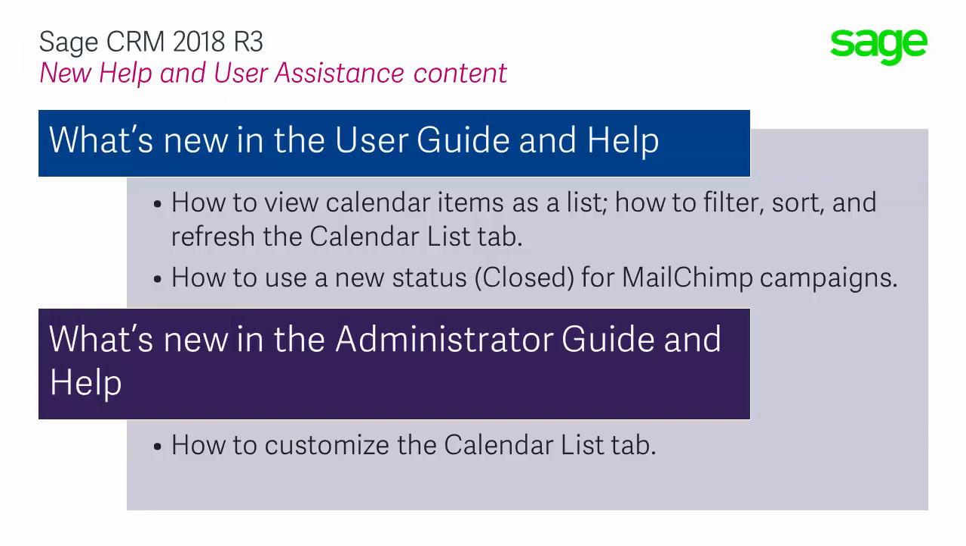The user guide and the online help have been updated to include how to view calendar items as a list, how to filter, sort and refresh the calendar list tab, and how to use the new status, which is closed, for MailChimp campaigns. And the System Administrator Guide has also been updated to include how to customize the calendar list tab.